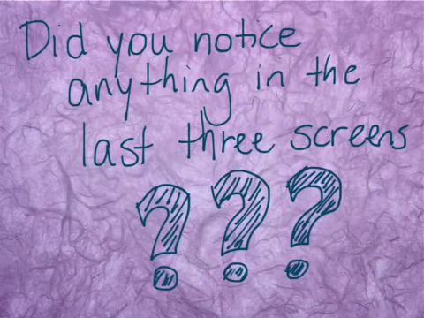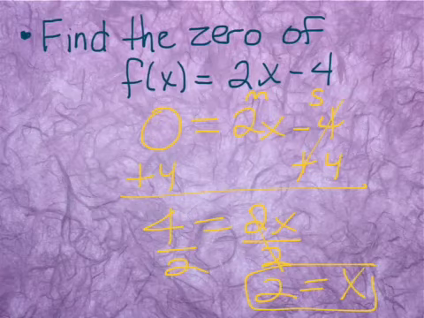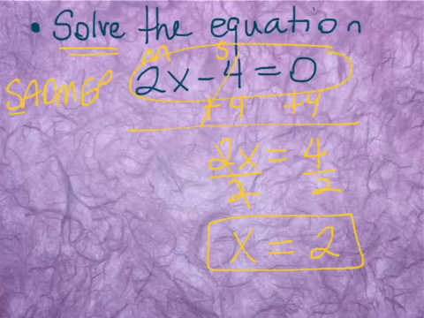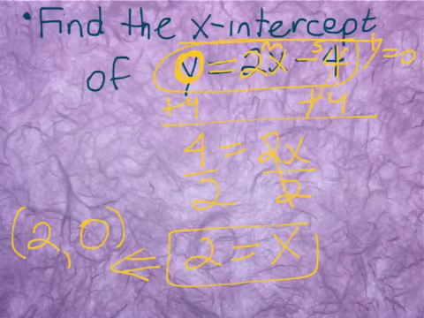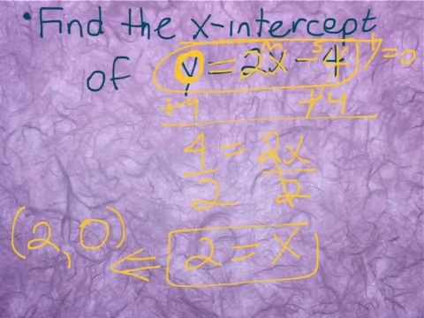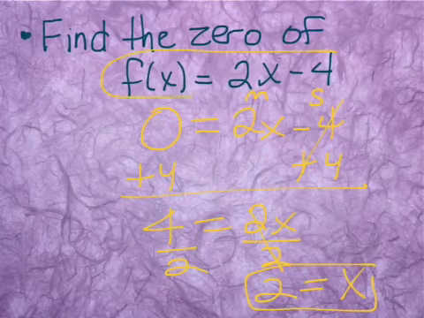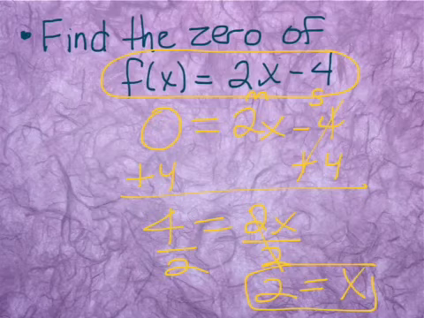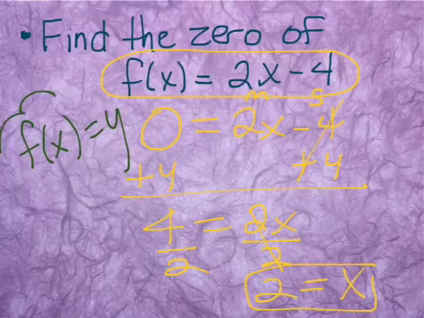Did you notice anything in these last 3 screens? If you go back and look, this equation that we were asked to solve is the same equation we created when we let the y be 0 to find our x-intercept. And this equation, now in function notation, to find the zero, we replace the f of x with 0. So it shouldn't be surprising if we think back to the fact that we learned when we talked about function notation that f of x equals y. So f of x and y are really the same thing.